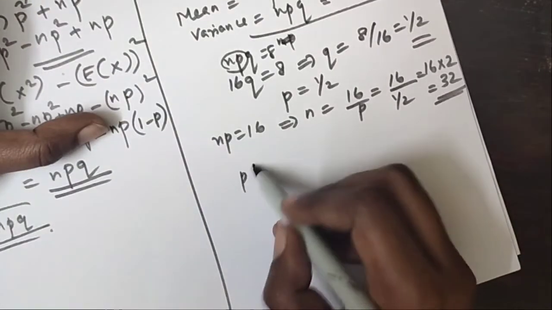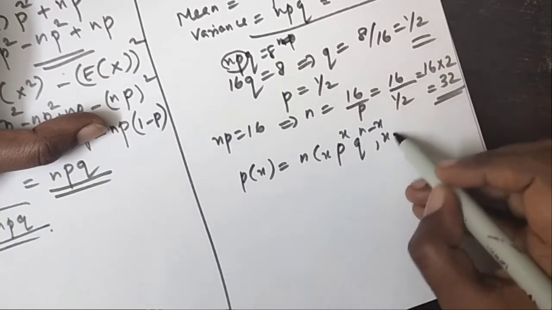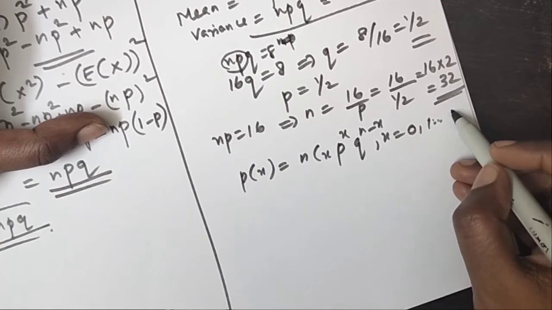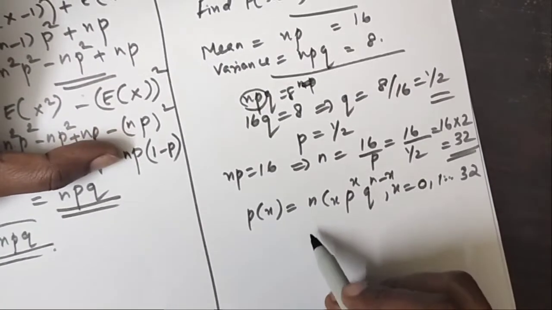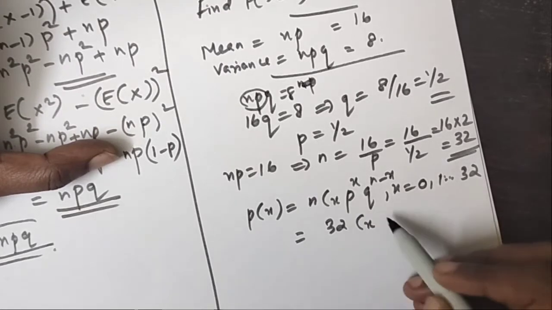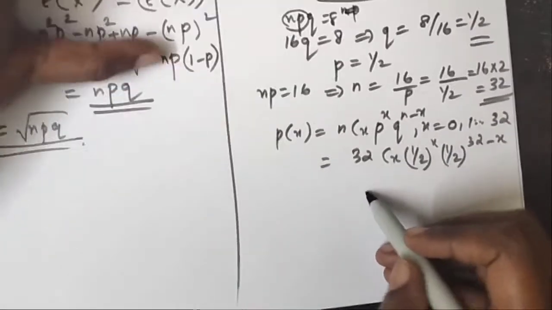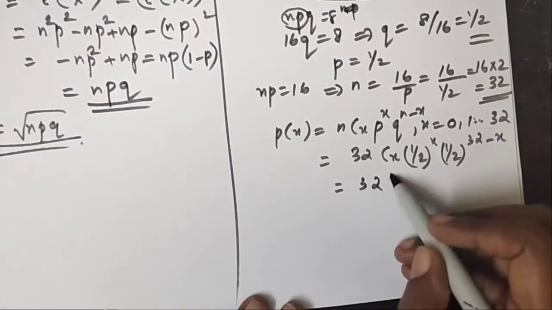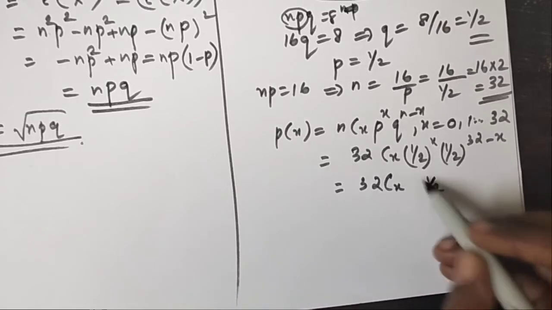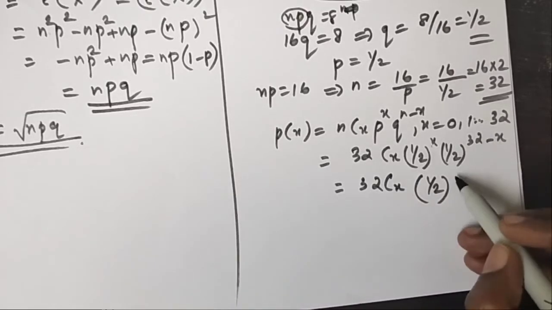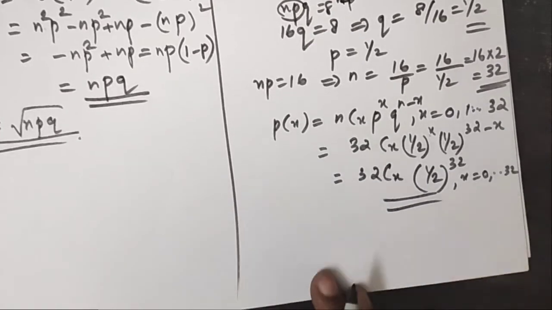Okay. So what is the distribution P of x? nCx p raised to x, q raised to n minus x, where x is 0, 1, etc., up to n. What is the value of n? 32. So we can write it as 32Cx 1 by 2 raised to x, 1 by 2 raised to 32 minus x. Since a raised to m into a raised to n is a raised to m plus n, adding x plus 32 minus x, we get 32. So this is the distribution, x from 0 up to 32.